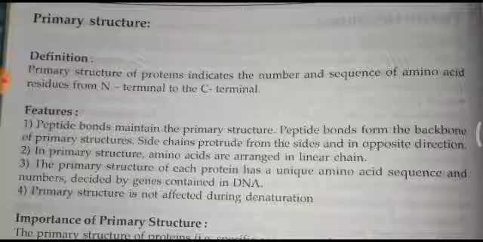The folding, bending, twisting and coiling related information is obtained from the secondary structure, whereas the primary structure is only a linear form of structure, and it also tells about the number and sequence, and the peptide bond is the primary bond in the structure. The primary structure of each protein has a unique amino acid sequence and number decided by genes contained in DNA, and the primary structure is not affected during denaturation. So the denaturation process is not going to affect the primary structure.